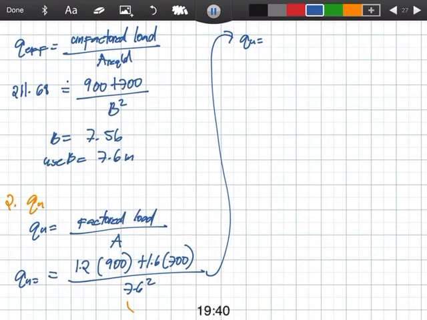Ba't ganun? Ba't parang mali ako? 1.2. Bakit ang B natin ay 7.6? Ang laki naman yan. May mali ako. Saan ako nagkamali, class? Ayoko nang i-record to ulit. 900, 700 to 11.68. Square root of answer. Ba't ganun? Ba't ang laki?